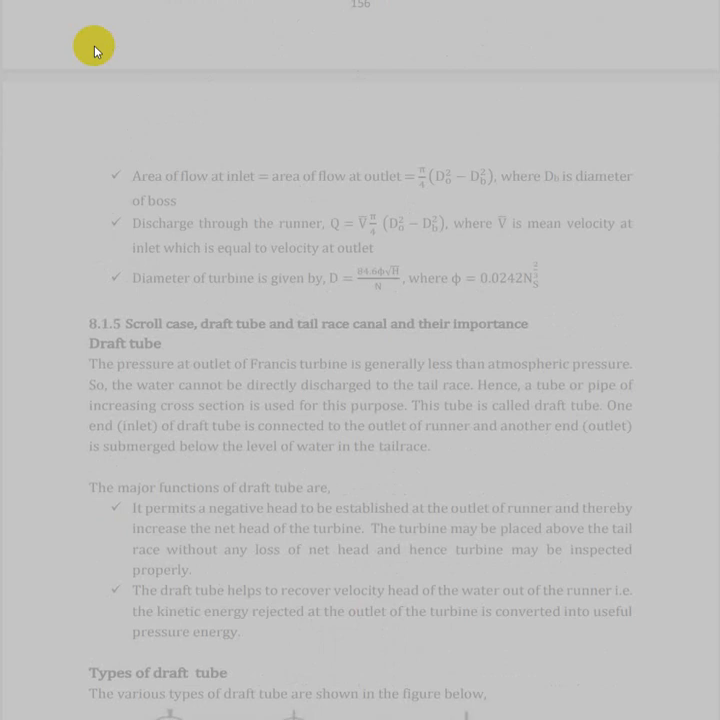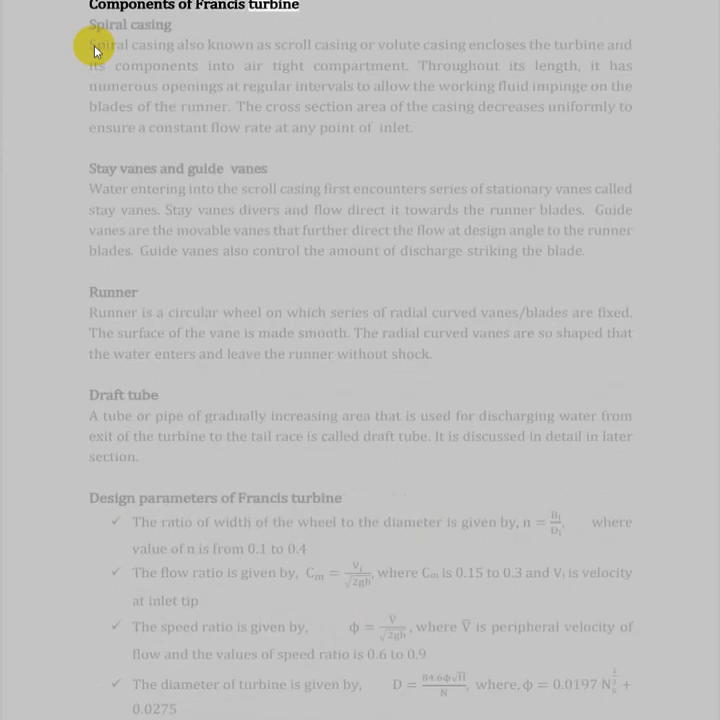Components of Francis turbine. Spiral casing. Spiral casing, also known as scroll casing or volute casing, encloses the turbine and its components into an airtight compartment. Throughout its length, it has numerous openings at regular intervals to allow the working fluid to impinge on the blades of the runner. The cross-section area of the casing decreases uniformly to ensure a constant flow rate at any point of inlet.